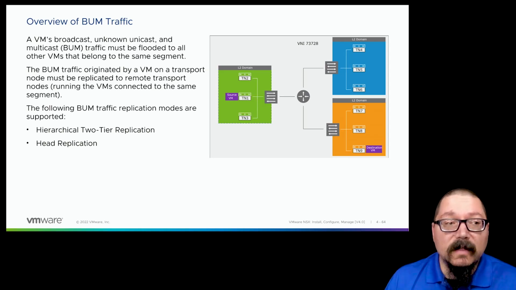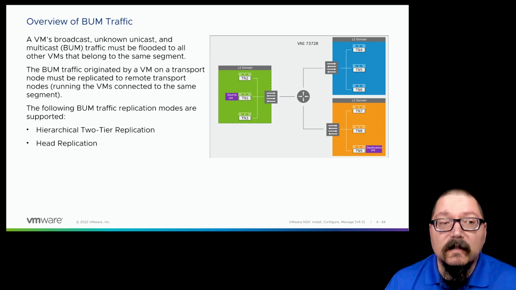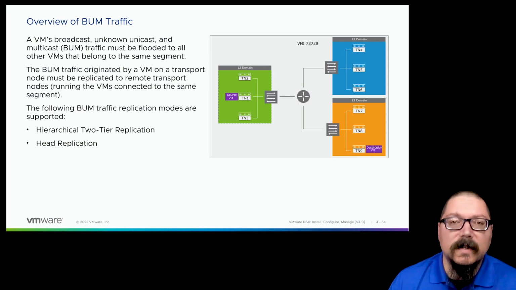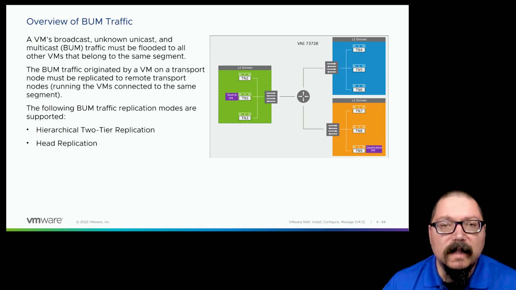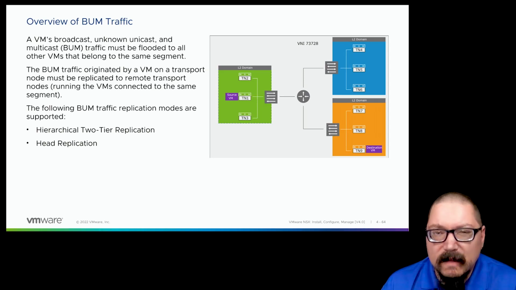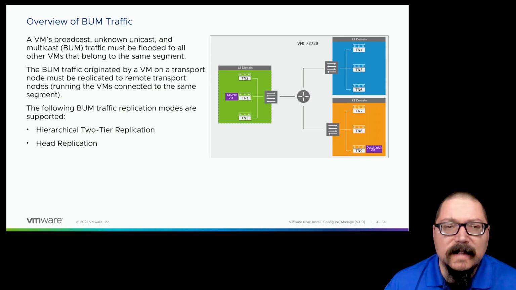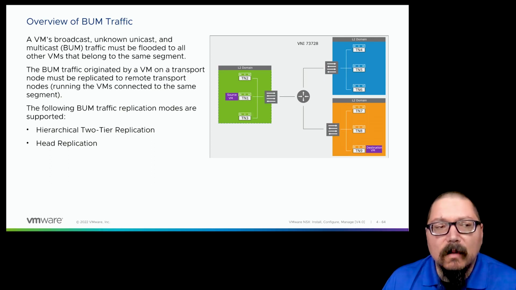What happens when we get those different types of traffic from a virtual machine? A virtual machine sends a broadcast frame, or it sends a unicast frame that we don't have an entry for in our MAC table, or it sends a multicast frame, whatever it might be. How are we going to deal with that?